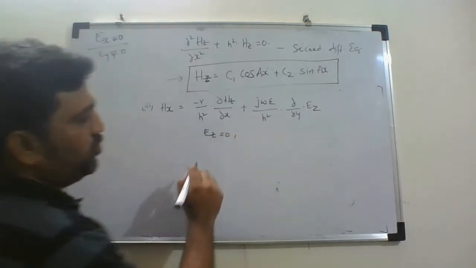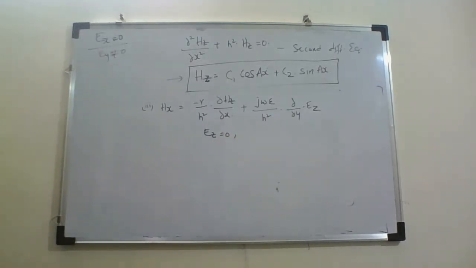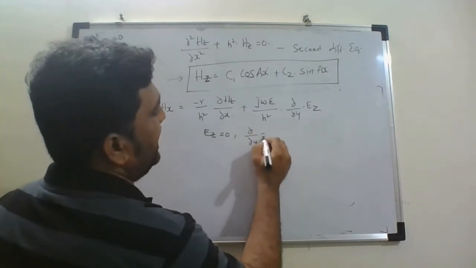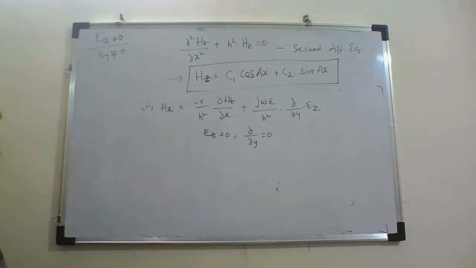We have to substitute the two conditions for the TE wave. What are the two conditions? One is Ez is equal to 0. The other is ∂/∂y is equal to 0. So let us substitute these two equations.